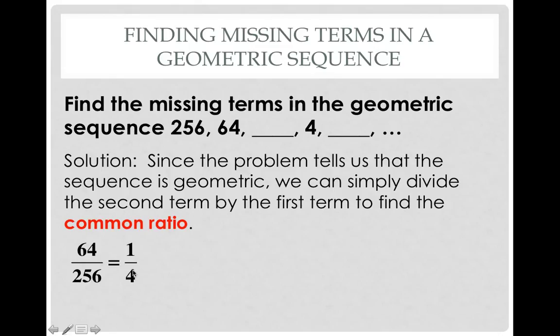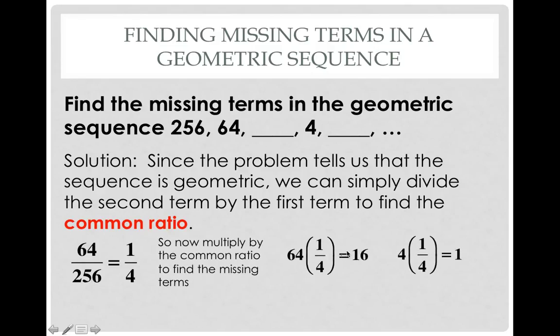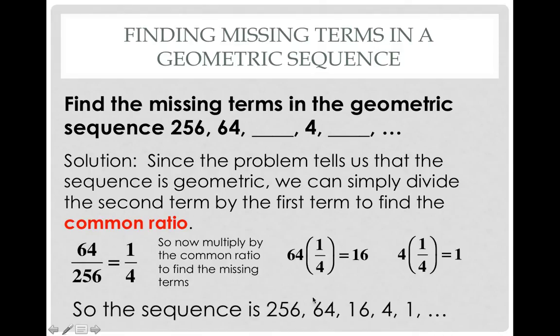And so this is the number that we have to multiply by to get to the next term. So to get to this blank, we have to do 64 times 1/4. And so that gives us 16, so 16 goes here. And to go from 4 to here, we have to multiply times 1/4, and that gives us 1. So that makes the sequence 256, 64, 16, 4, 1.